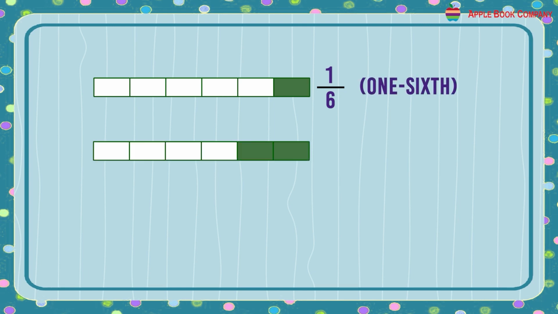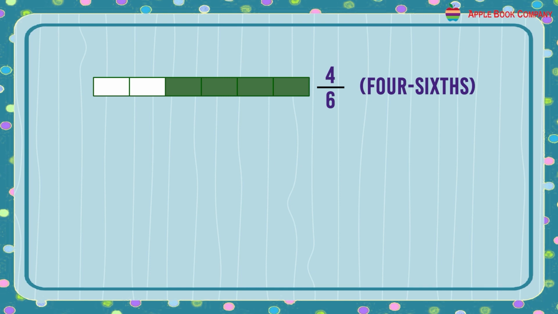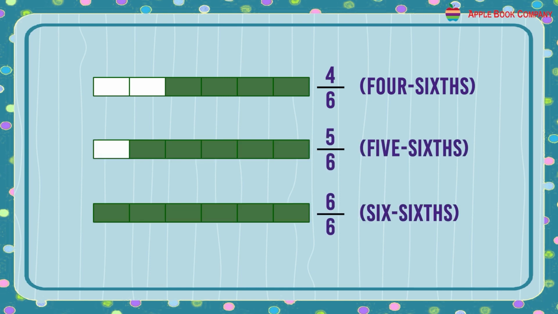Then see the next picture. Again there are 6 boxes and 2 boxes are shaded. So the number of shaded boxes you write in the numerator and the total boxes in the denominator, that is 2 by 6. You can also say 2/6. The next picture has 6 boxes and 3 are shaded. So you write the shaded on the top in the numerator and the total boxes in the denominator. This is called 3/6. And likewise, you have 4/6, 5/6, and 6/6.